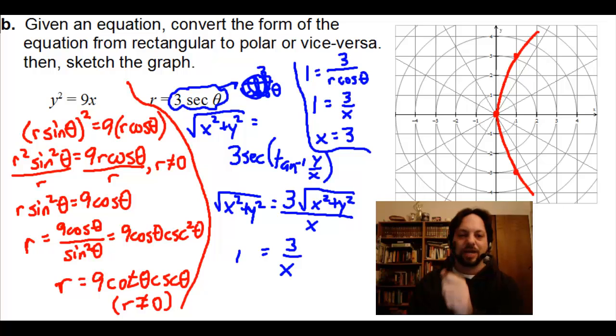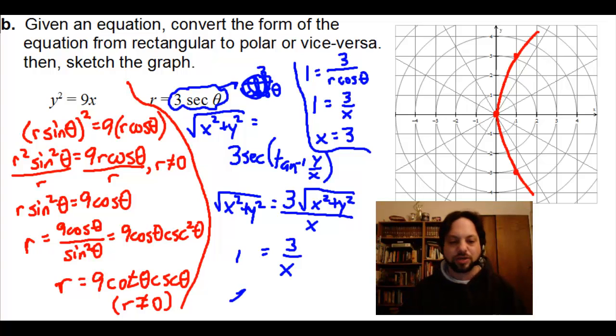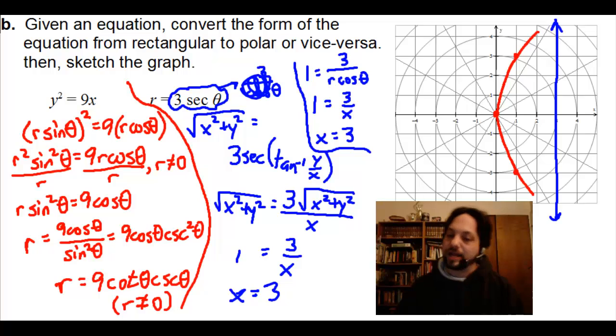And that's exactly what I got when I did it the easy way. So you know what? I guess it works, and that's pretty sweet. So we're going to end up with x equals 3. Of course, we can graph that. That's going to be, as I said earlier, this vertical line right here. And again, take your graphing calculator and graph r equals 3 secant theta and see what happens. See if it actually is a vertical line.